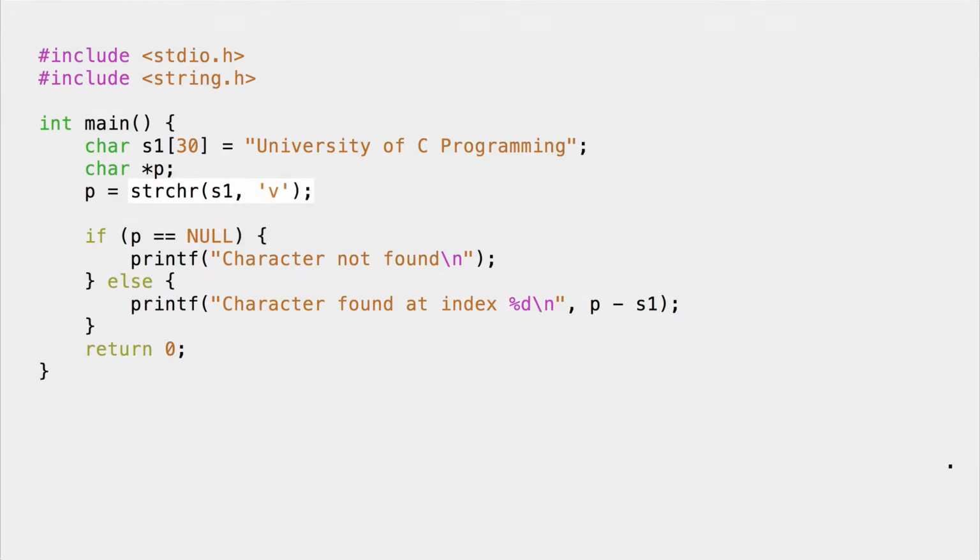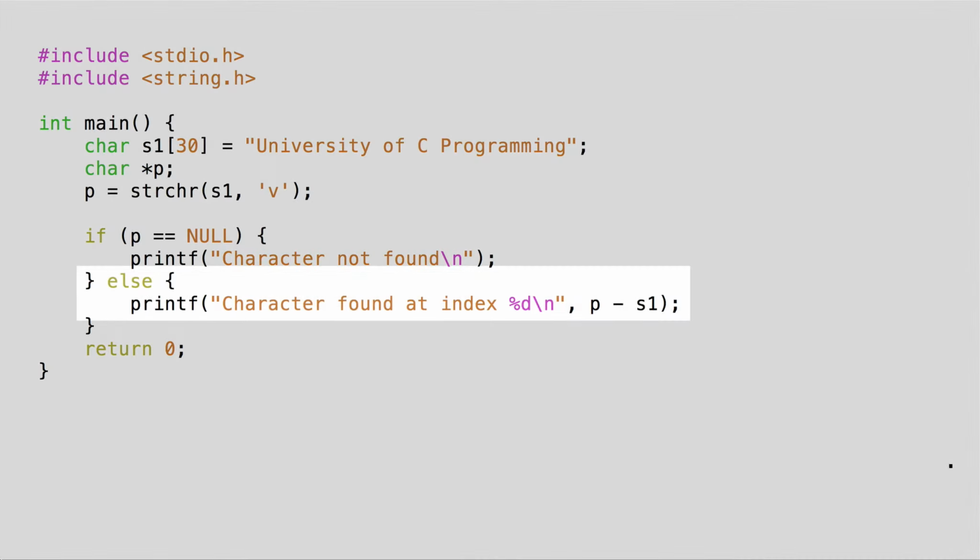Notice how the first argument to strchr is a string and the second is a character. If strchr returns null, then the if condition is true and we print an appropriate message. If we reach the else clause, then the character v was found in S1. We can use pointer arithmetic to determine the index of v in S1. Notice that both S1 and P are pointers into the same array, so pointer subtraction is well defined.